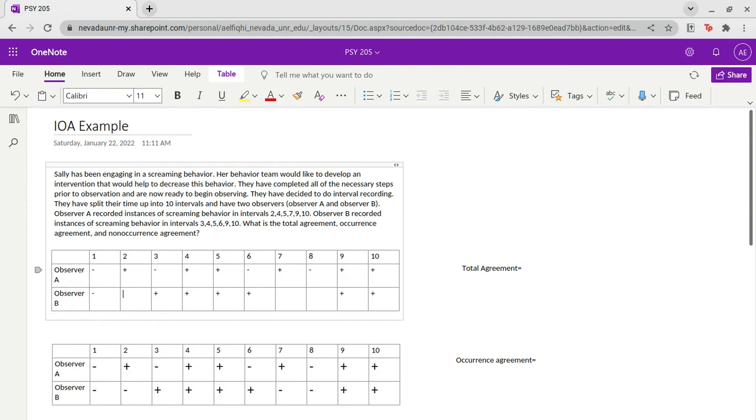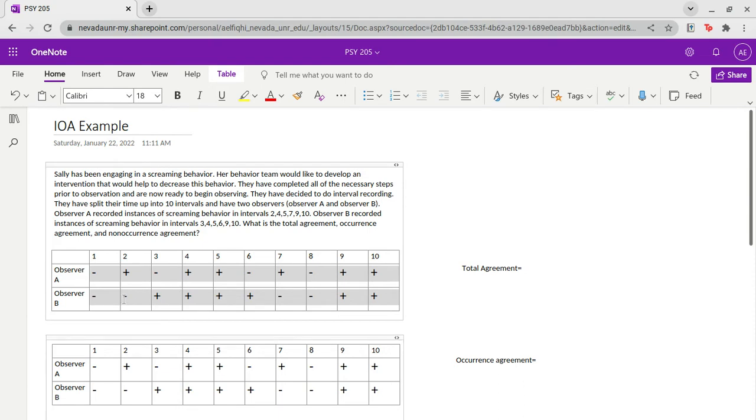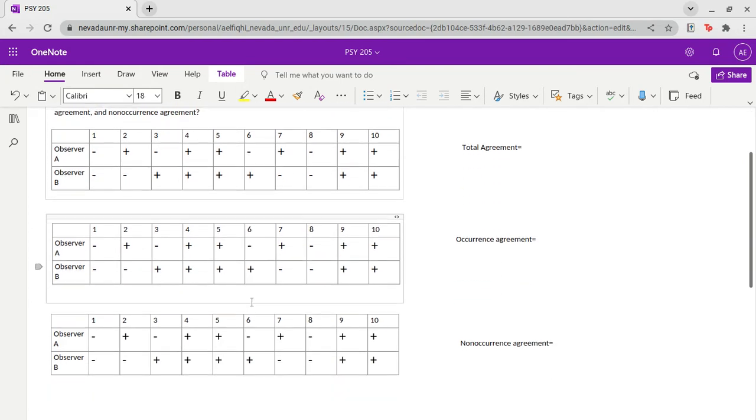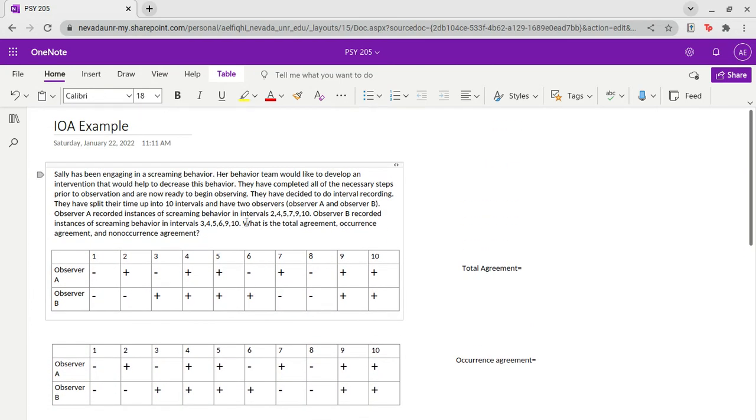Once we do that, I'm going to make it just a little bit bigger so it's easier to see. And there we go. You may have noticed I've already put them in for the other tables. I just didn't want you guys to have to sit and watch me do all of that. But it's the same information for all 3 tables. So first we're going to do total agreement.